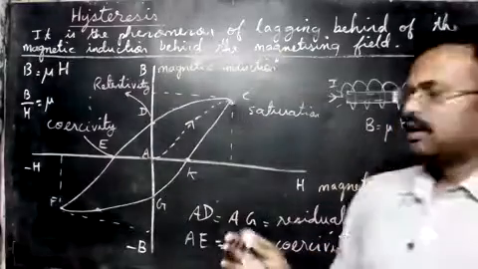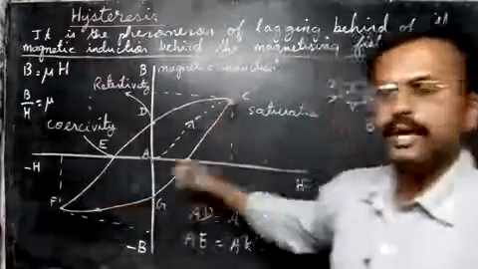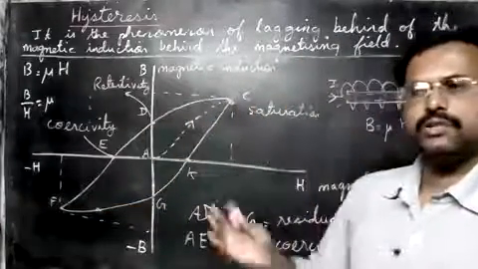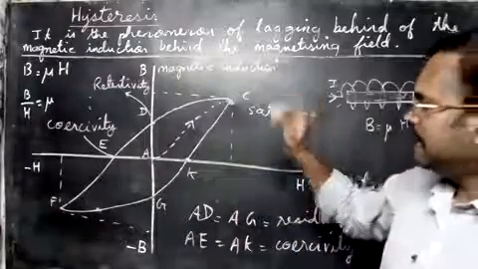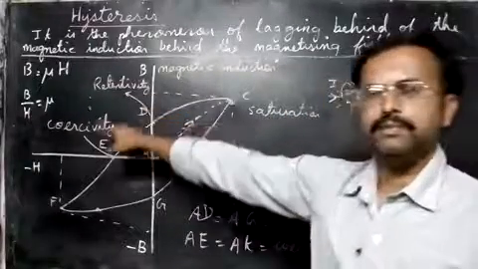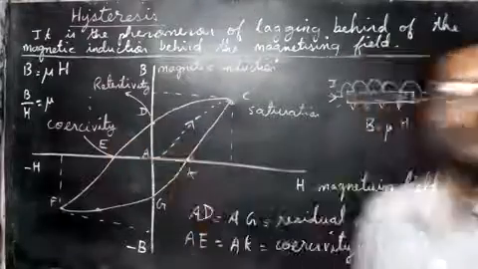So now this loop is called a hysteresis loop. It's very, very important, and we'll see the applications a little later. Now we'll go over definitions. We'll see what's meant by remanence, or retentivity, and what's meant by coercivity.